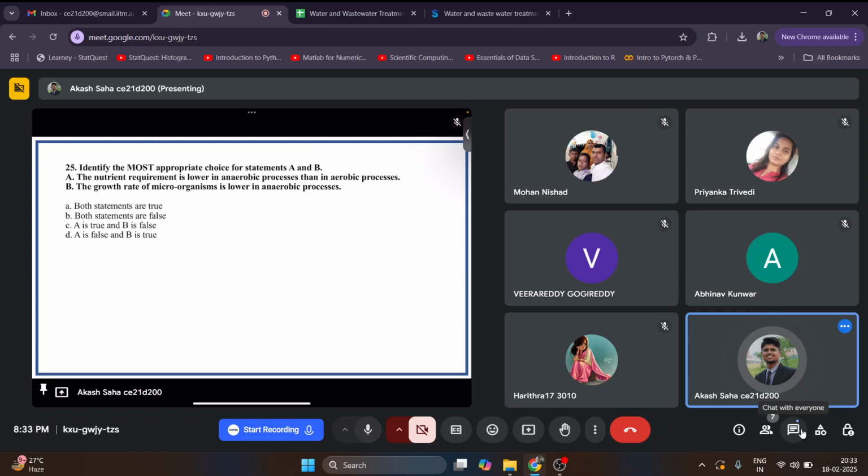Identify the most appropriate choice for statements A and B. A: The nutrient requirement is lower in anaerobic processes than in aerobic processes. B: The growth rate of microorganisms is lower in anaerobic processes. Which of them are true, false? You have to tell me. Here we are comparing anaerobic and aerobic processes based on the nutrient requirement and the growth rate of microorganisms.